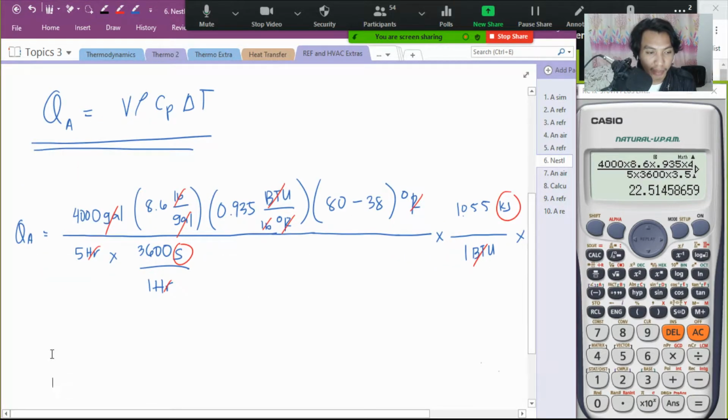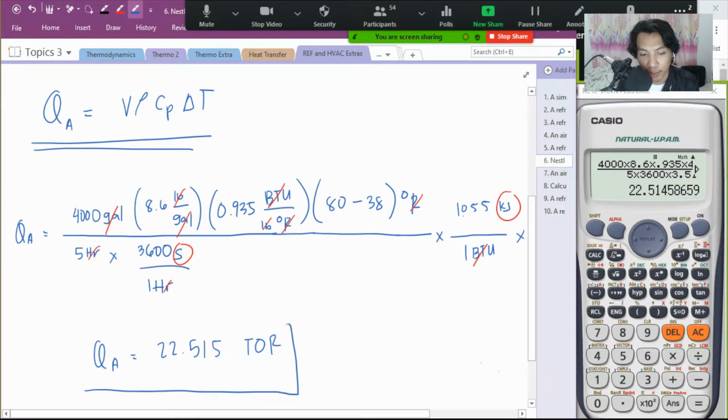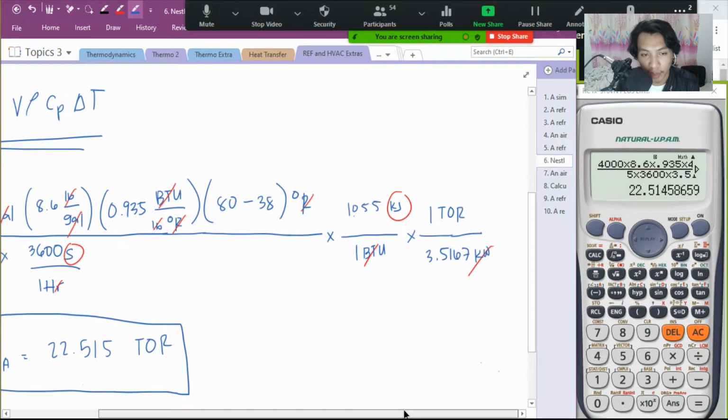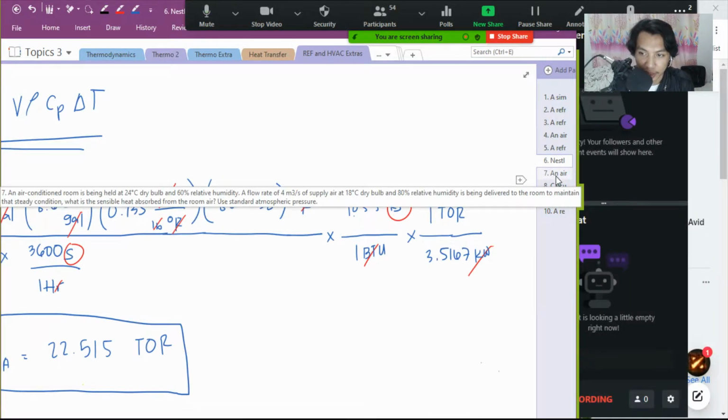Okay, the answer is QA equal to 22.515 TOR. That is the tons of refrigeration needed in order to cool down the milk from 80 to 38 degrees Fahrenheit. That is for problem number 6.